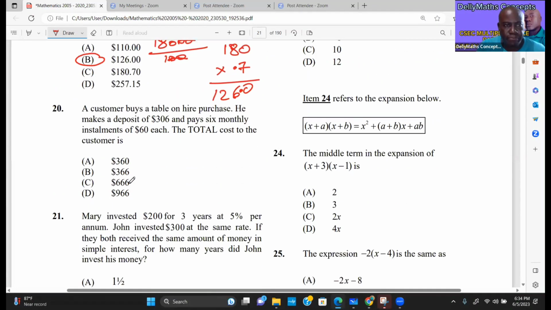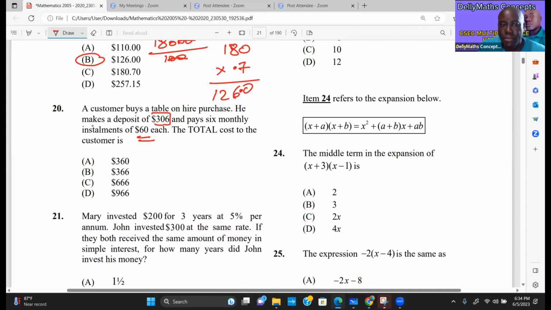Number 20, let me move on. A customer buys a table on hire purchase. He makes a deposit of 360 and pays a 6-month installment of 51. What is the total cost to the customer?